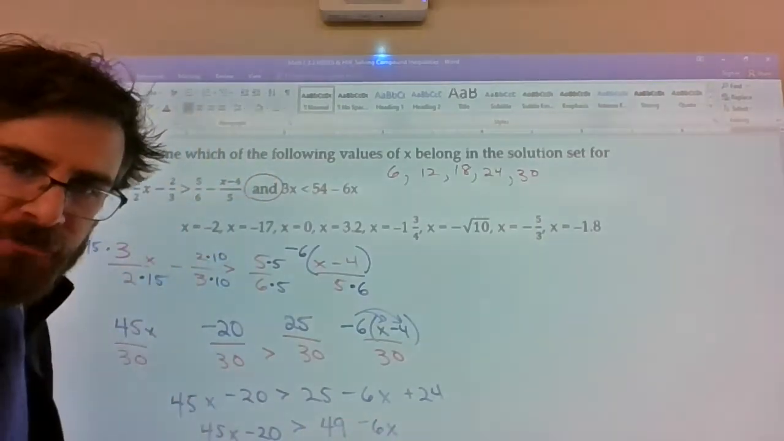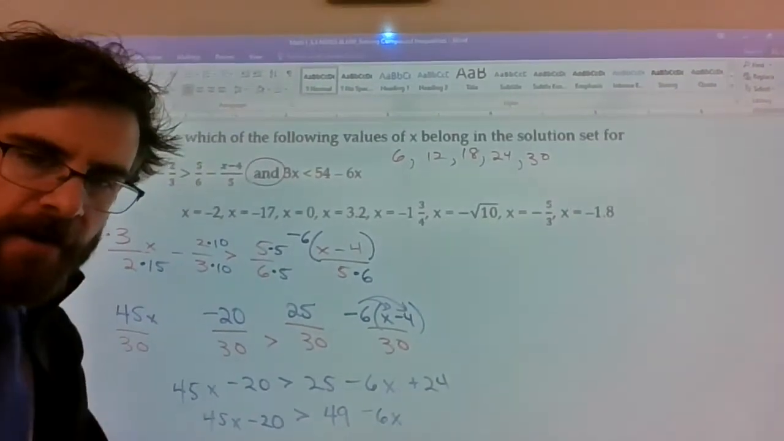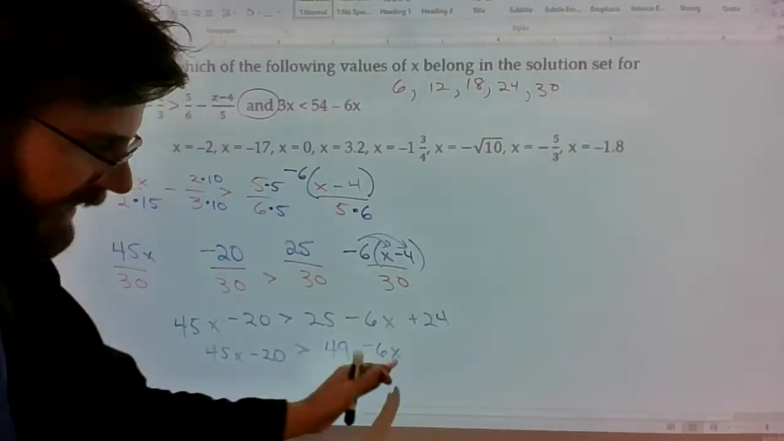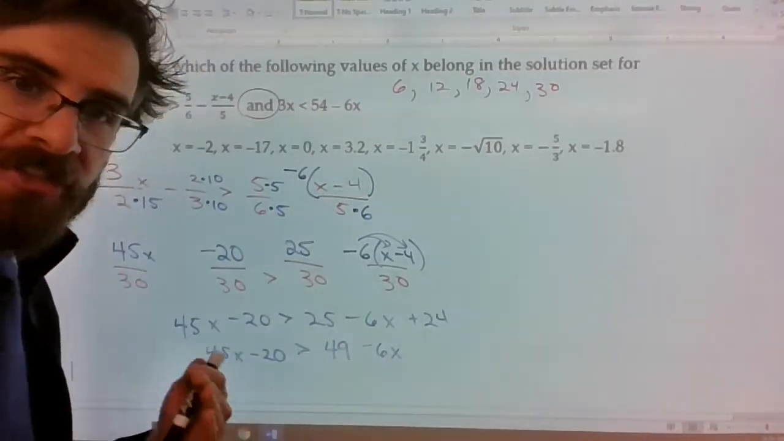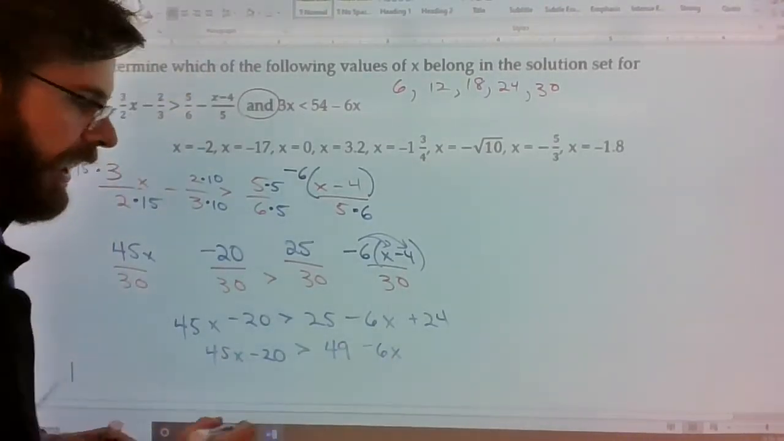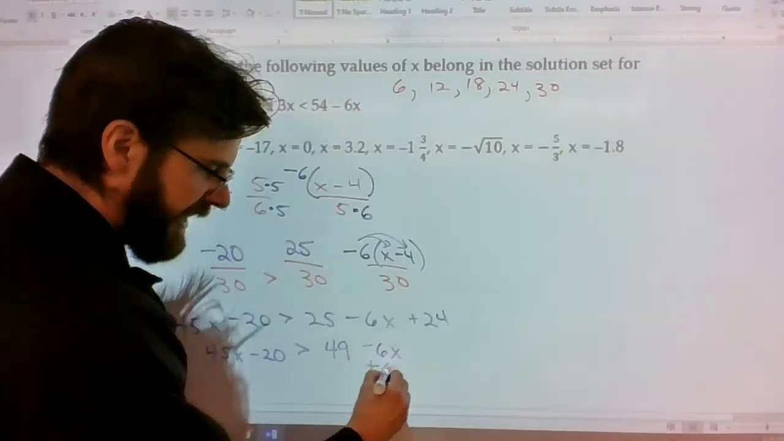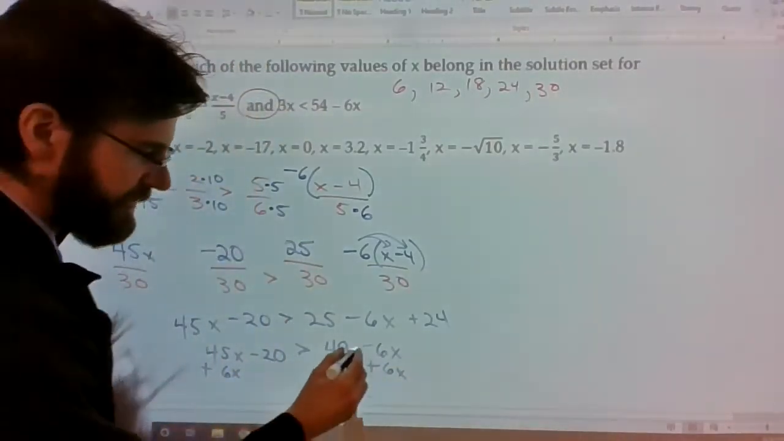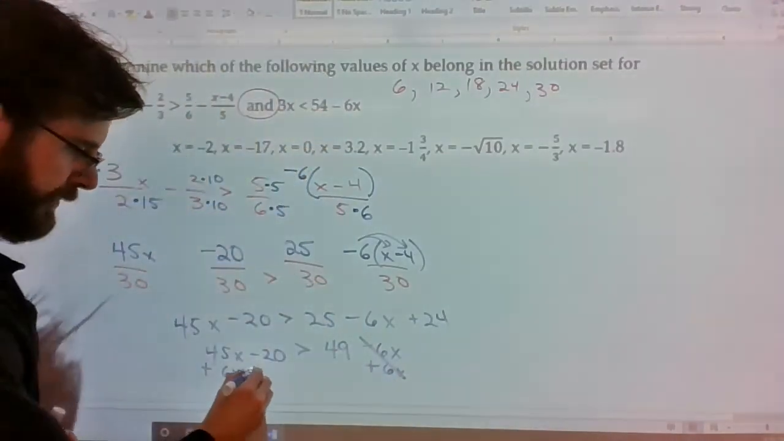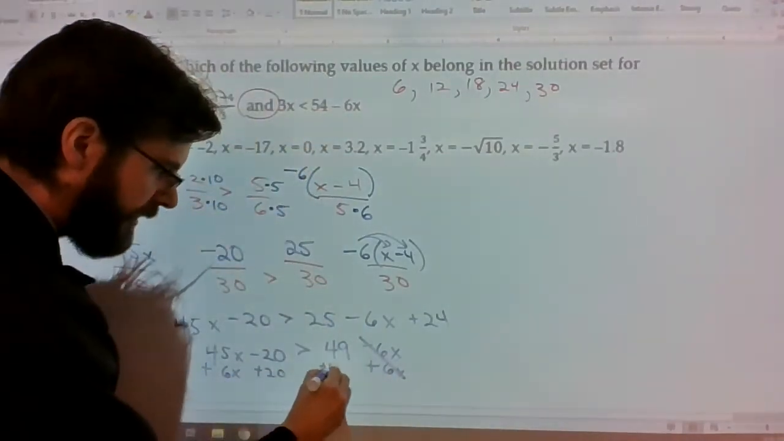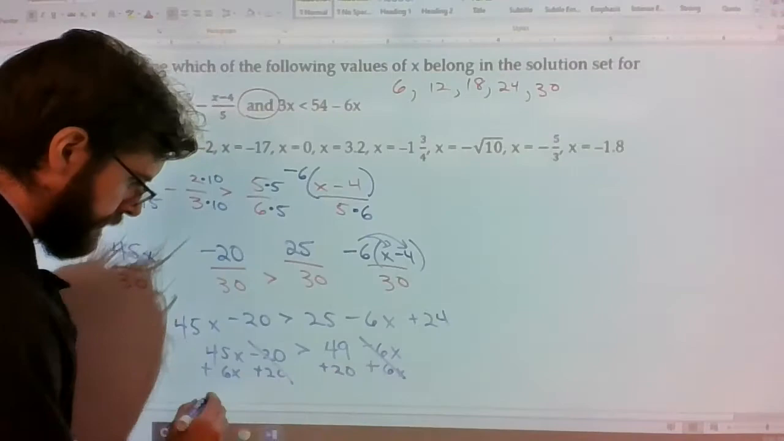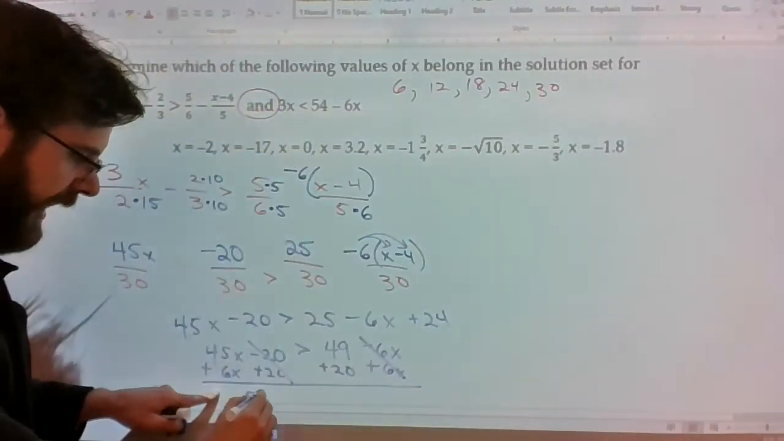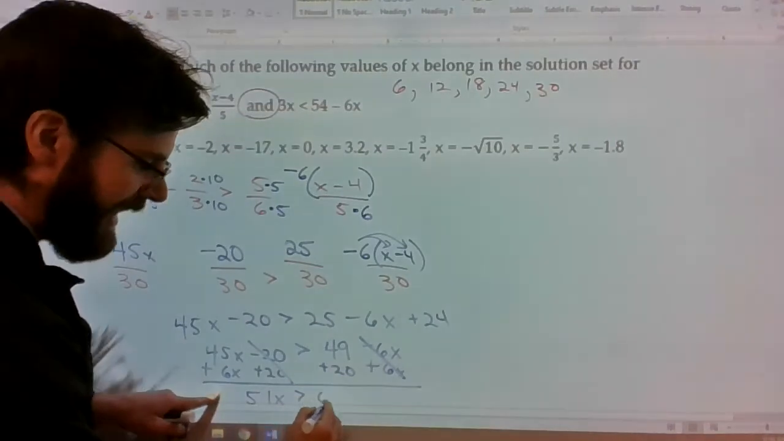And now once you've got x term, constant, you can move them together side by side. So I'm going to say plus 6x, move it to the left, because you want your x's on the left, plus 20 to the right. So you've got 51x on the left and 69 on the right.